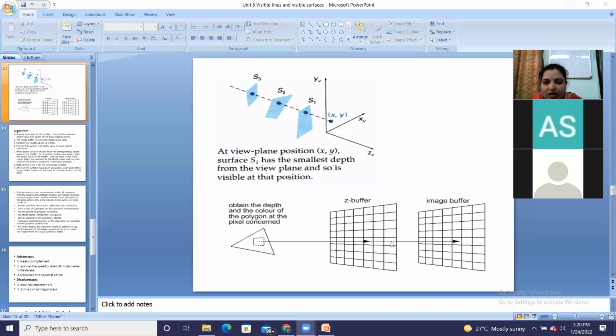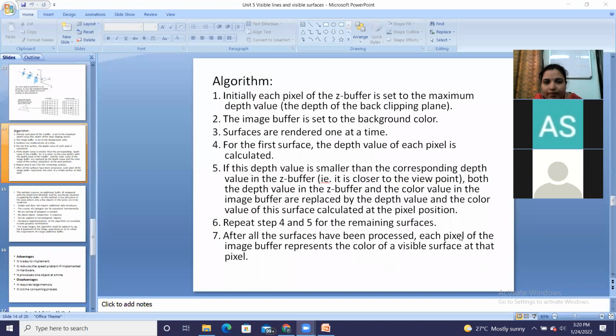The same way here also it's considered. We are going to store that particular value in the Z buffer, and the intensity of that pixel in the image buffer. So how does this algorithm work? The steps of the algorithm that we will learn now. Initially, each pixel of the Z buffer is set to maximum depth value.